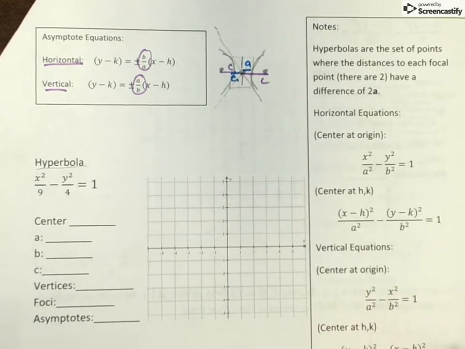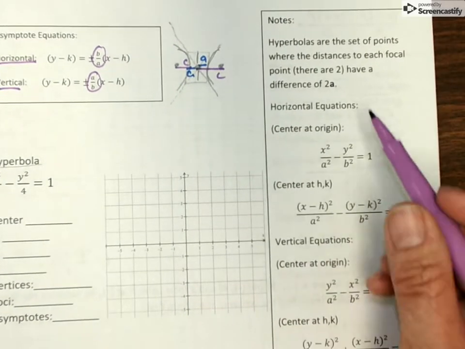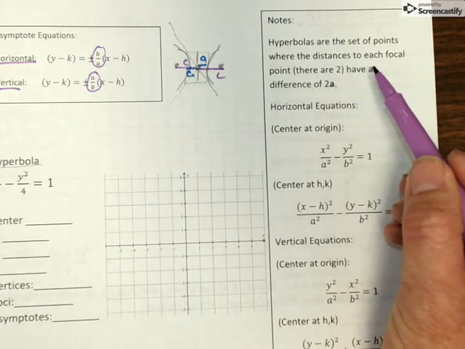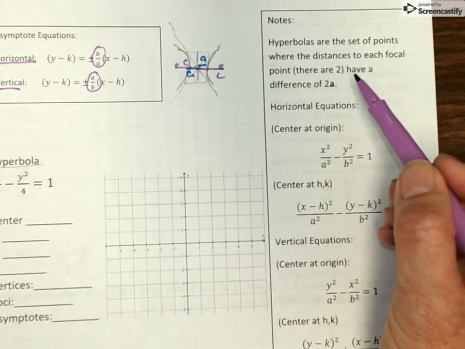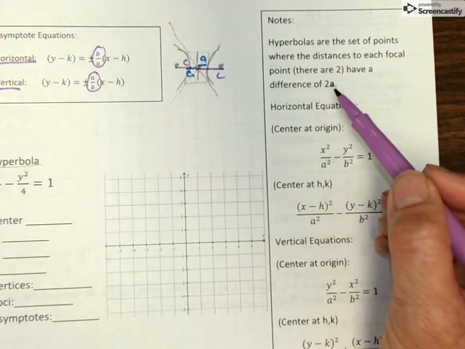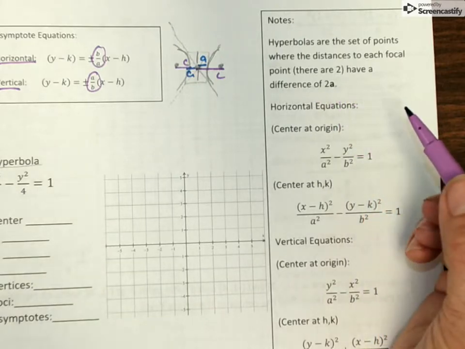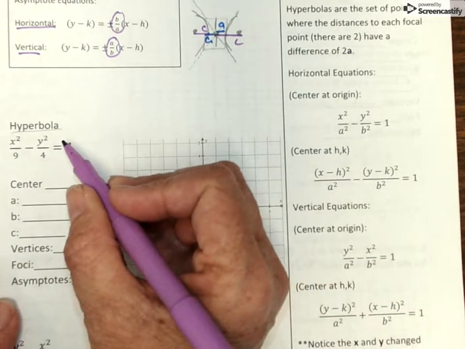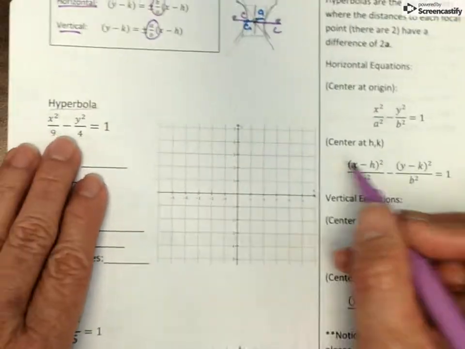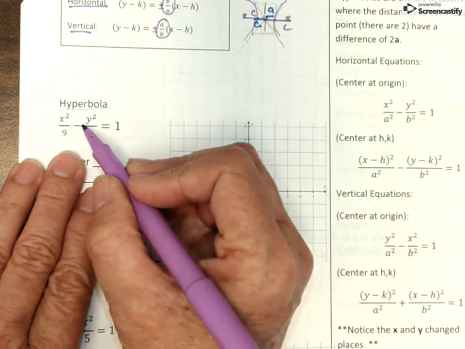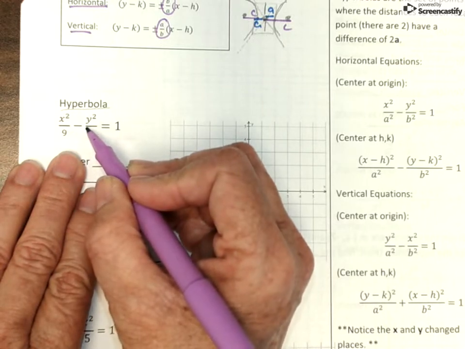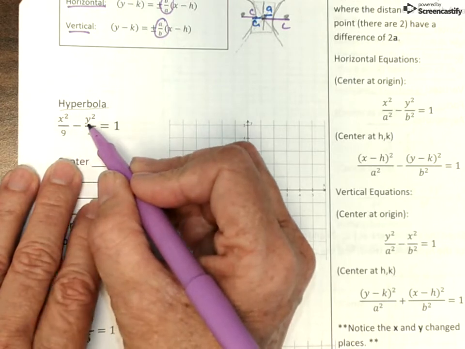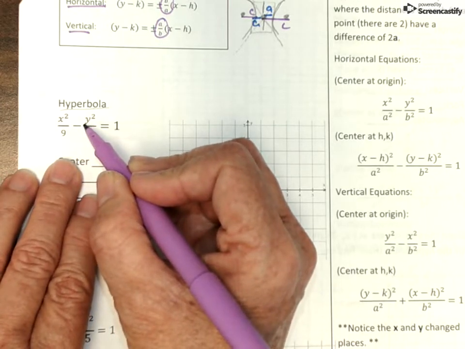Okay, so let's take a look at our equations here. Hyperbolas, by definition, are the set of all points where the distance to each focal point have a difference of 2a. So we'll be taking a look at these and seeing how everything plays in here. And our first one we're going to look at is, we got our equation right here. Notice that one term has to always be subtracted from the other. In this case, it's going to be the y variable is getting subtracted.